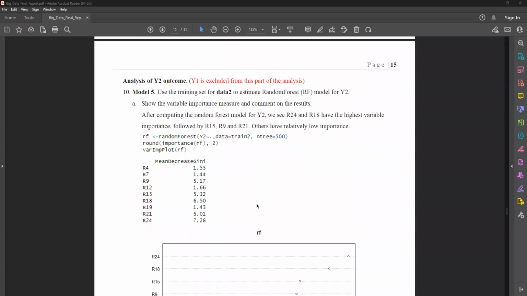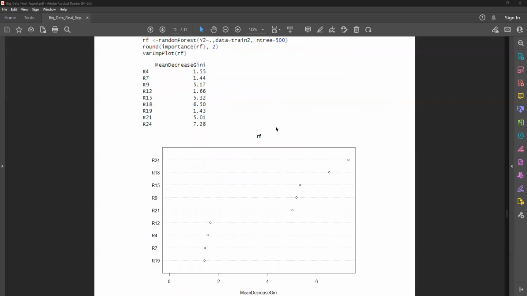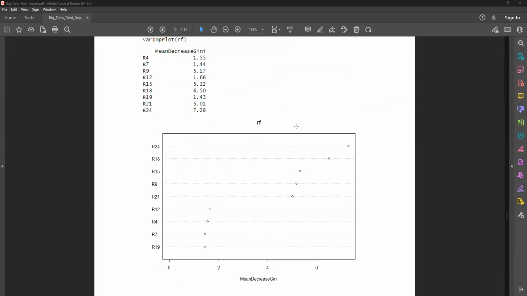Moving on to the next model, we have the random forest. After computing, we see that R24 and R18 still have the highest variable importance, same as the CART model, followed by R15, R9, and R21. Others have relatively low importance. And here's a plot for the variable importance measure.